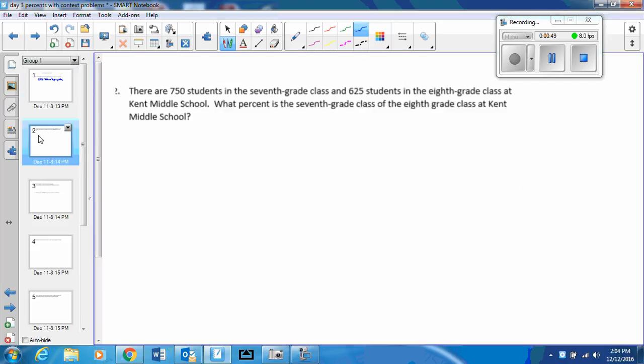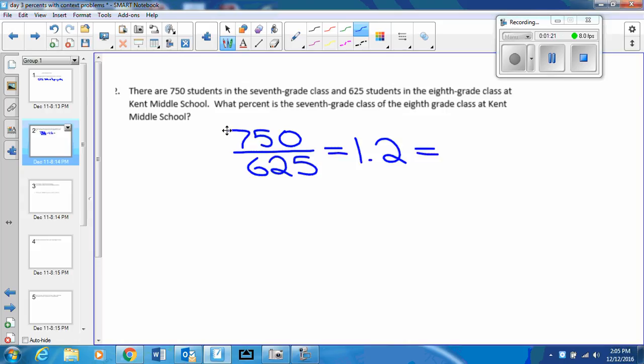Question 2. There are 750 students in the 7th grade class and 625 students in the 8th grade class at Kent Middle School. What percent is the 7th grade class of the 8th grade class? So to figure it out, we're trying to figure out what part 7th grade is compared to 8th grade. So we can say 8th grade is the total. So on my calculator, I'm dividing 750 by 625. That gives me 1.2. And now the percent, that would be 120%.